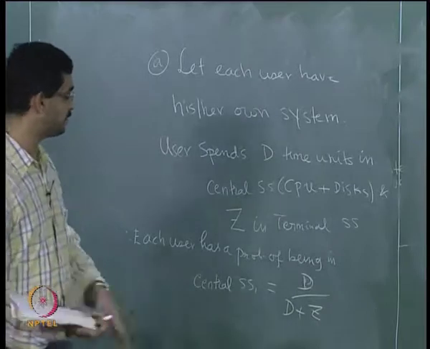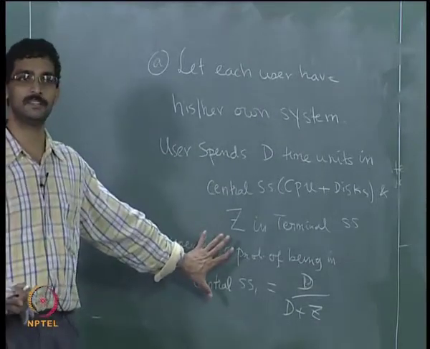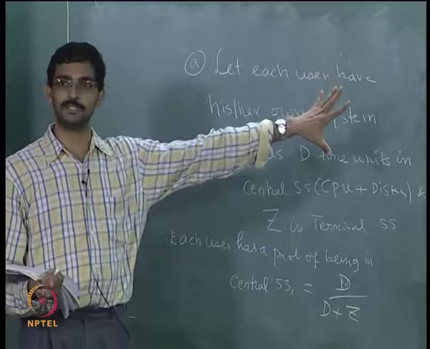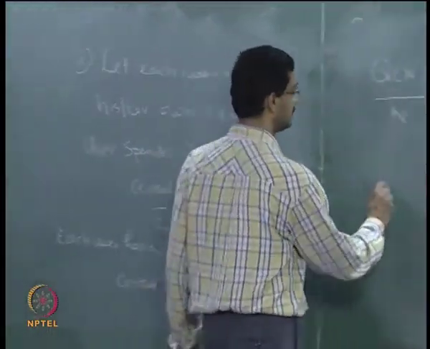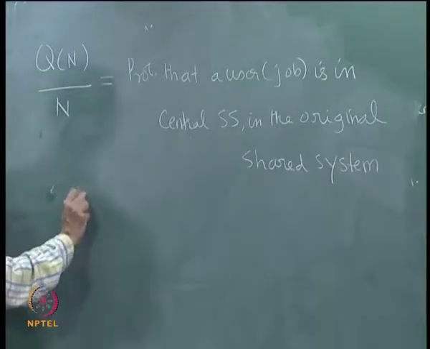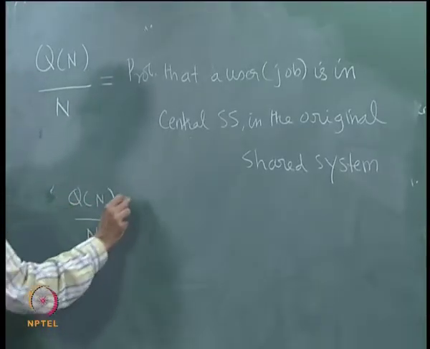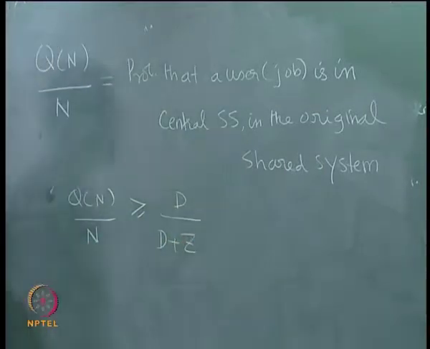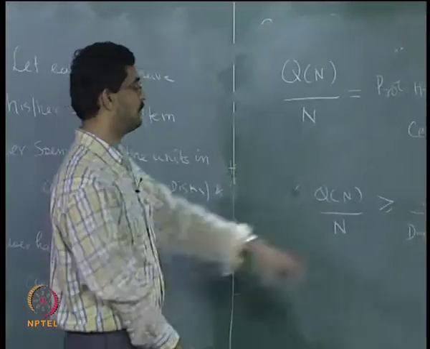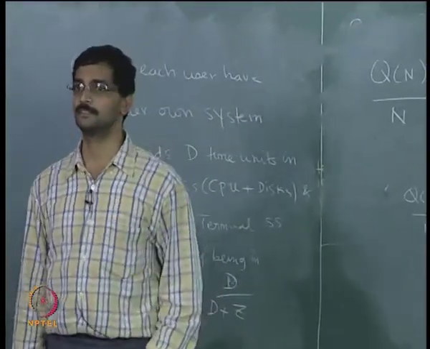This is the probability when you have nobody else sharing your system. So the probability of queuing will be more in the other system, whereas here there is no queuing at all. Therefore Q of n by n should be greater than or equal to that. One system has queuing, one has no queuing, and therefore this should be your lower bound. It has to be at least as large as that, depending on the value of n.